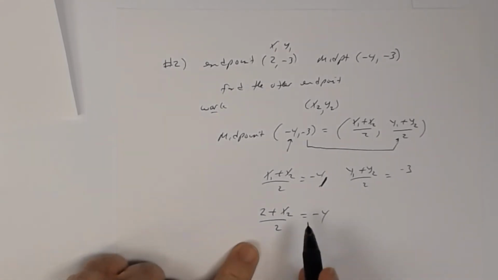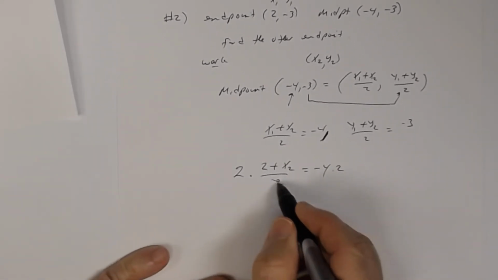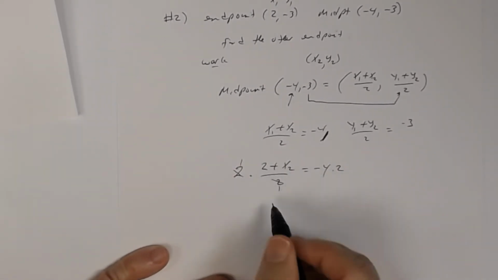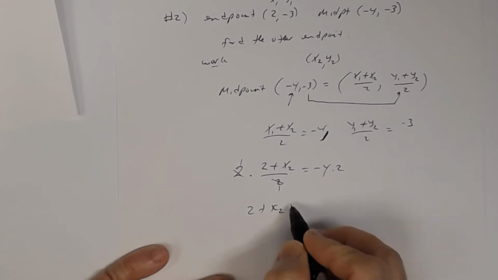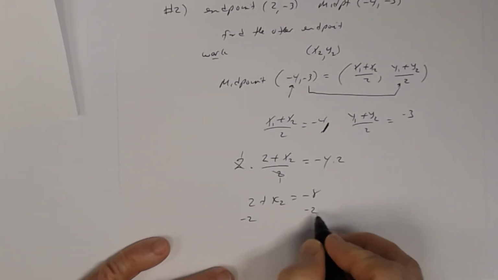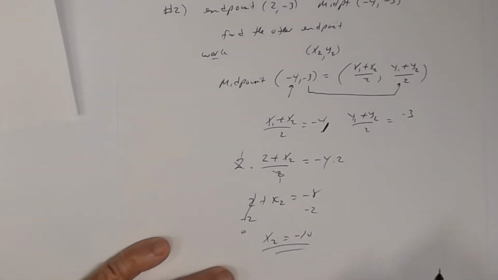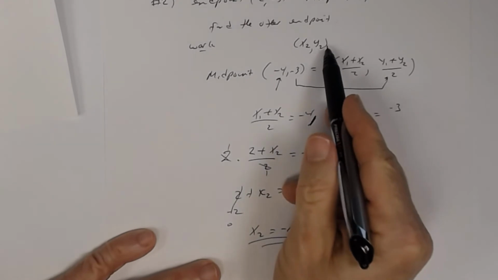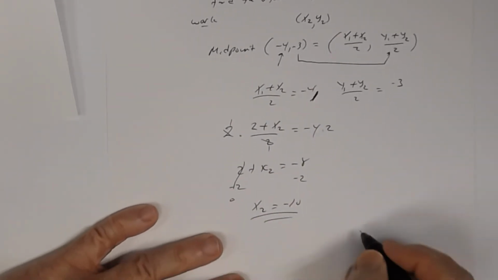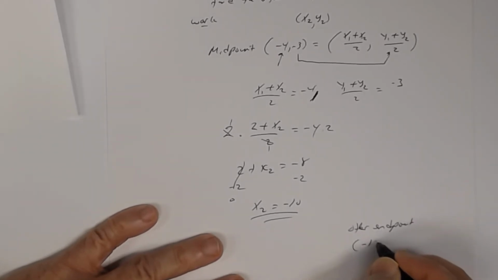All right, now remember, let's go ahead and clear the fraction. So the LCD is 2. So I'm going to multiply both sides by 2. And so these 2's divide out. So I get 2 plus x2 equals negative 8. Negative 4 times 2 is negative 8. Subtract 2 from both sides. I get x2 equals negative 10. So far I found that the other endpoint is going to have an x-coordinate of negative 10.